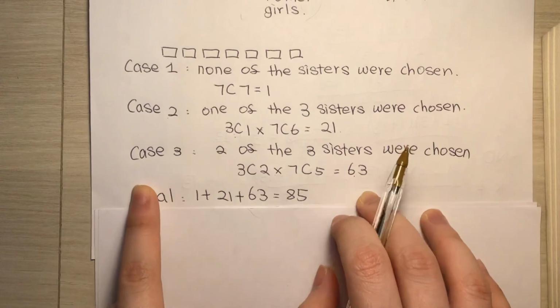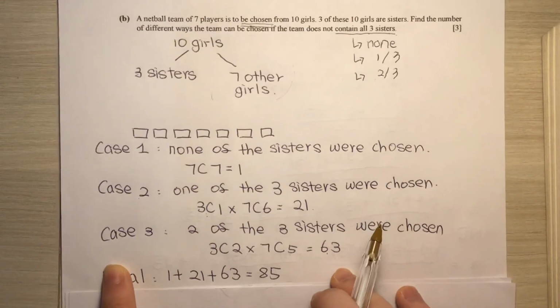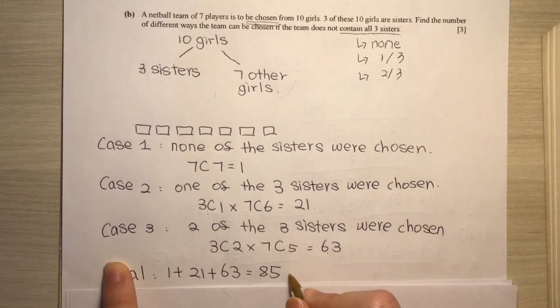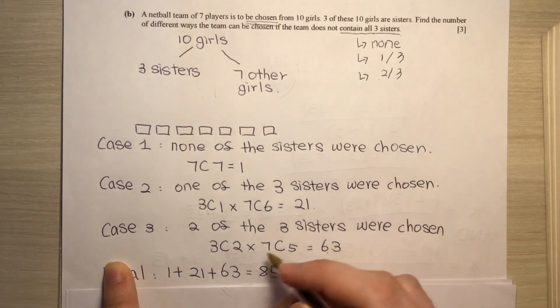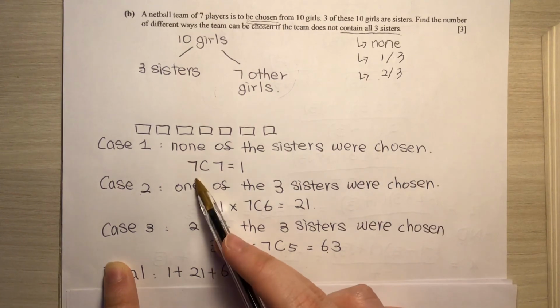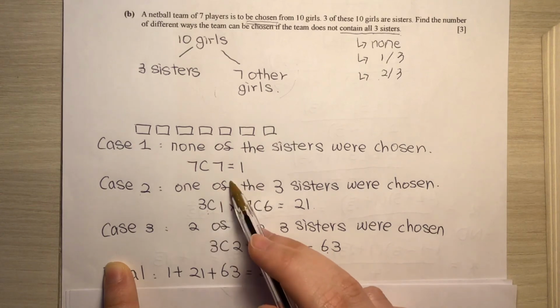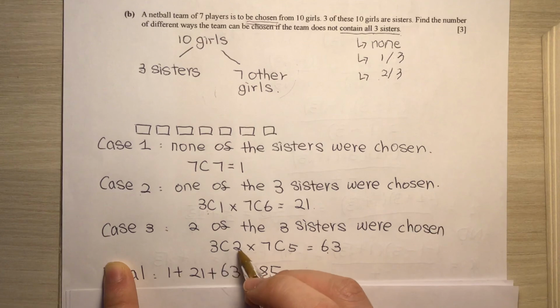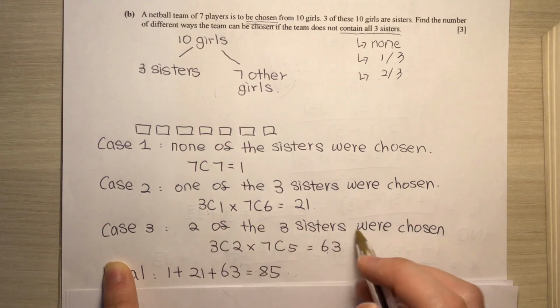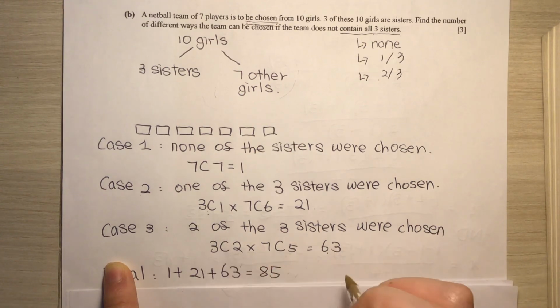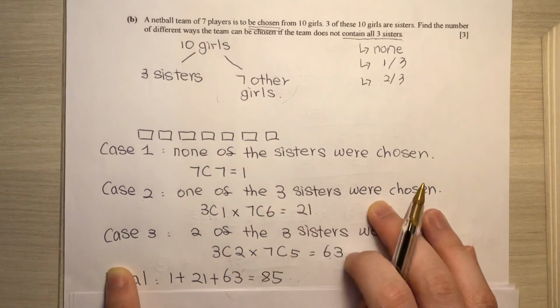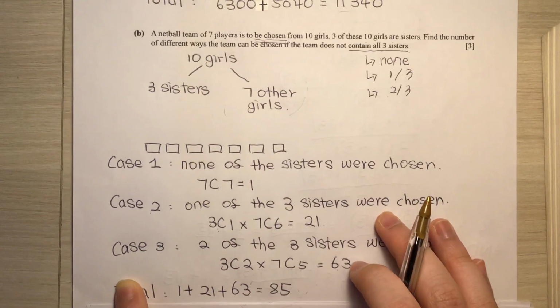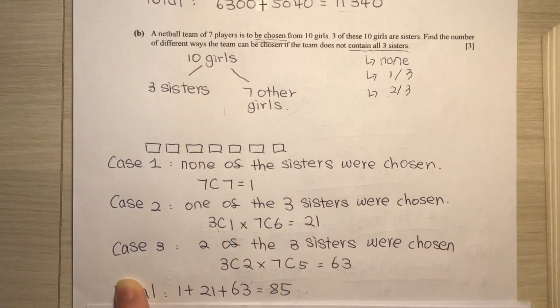And this is how you should approach this question of 3 marks, where 1 mark is of course awarded for your final correct answer, and another mark for your equation. Of course another important mark will be awarded for the case where 2 of the 3 sisters were chosen. And this is how you should approach question 6 that involves permutation and combination.